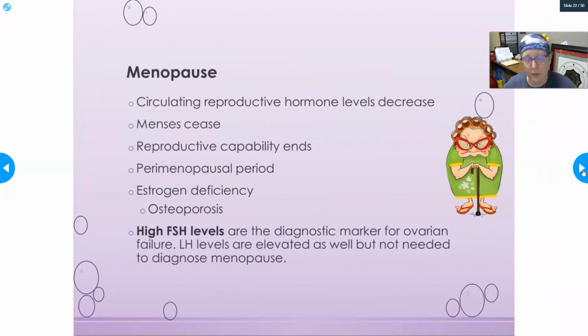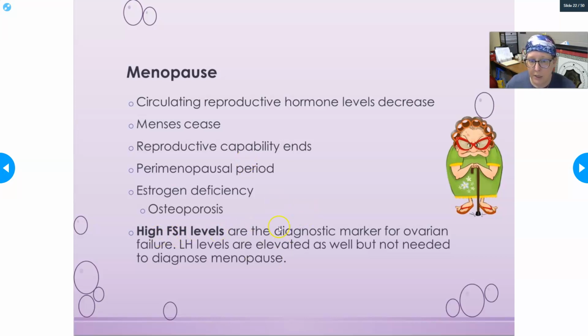And treat that, obviously. Menopause is when the circulating reproductive hormones in females decrease, the menses or the periods cease, and reproductive capability ends. There is a perimenopausal period leading into it where changes are starting to be more obvious, hormone levels are starting to decline, periods are becoming maybe irregular or lessened, and it's essentially a state of estrogen deficiency, which then puts a woman more at risk for osteoporosis.